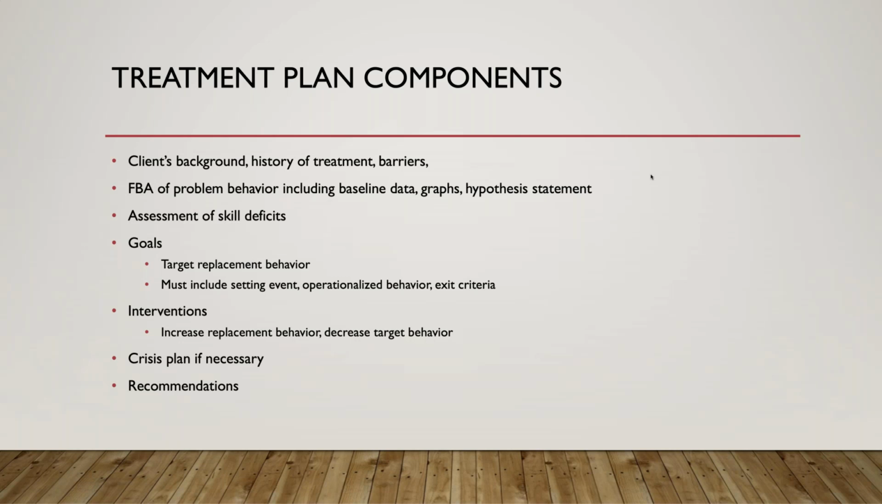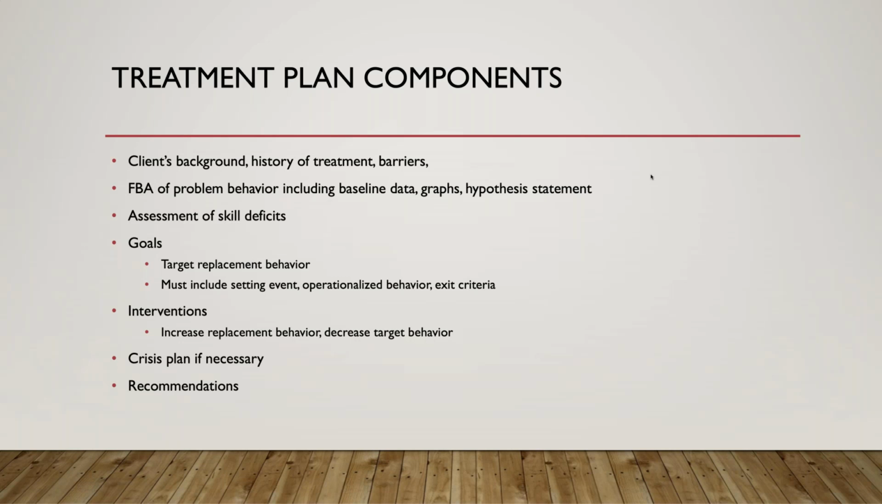So for our example, Johnny is biting and hitting whenever he doesn't get his way, whenever he's denied access to items. We have to identify a replacement behavior. Instead of hitting and biting when he's denied access to items, what do we want him to do? Our goals also have to include the setting event. Under what conditions is that new skill going to occur?